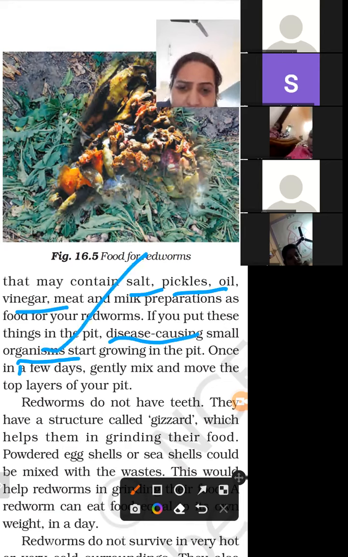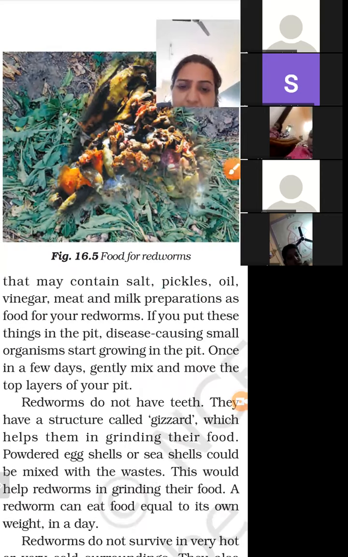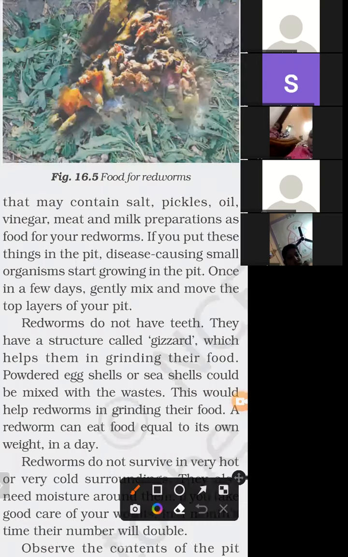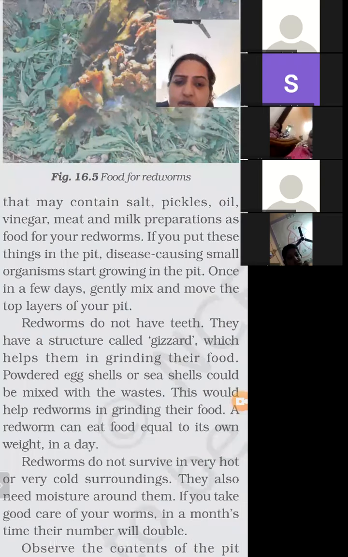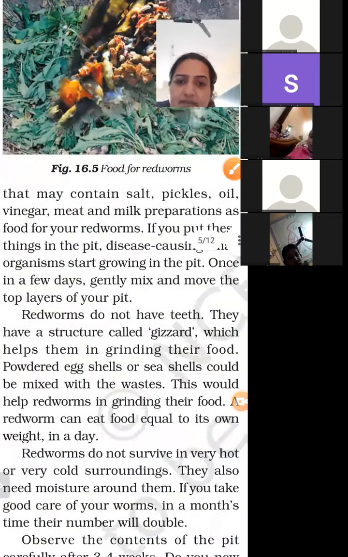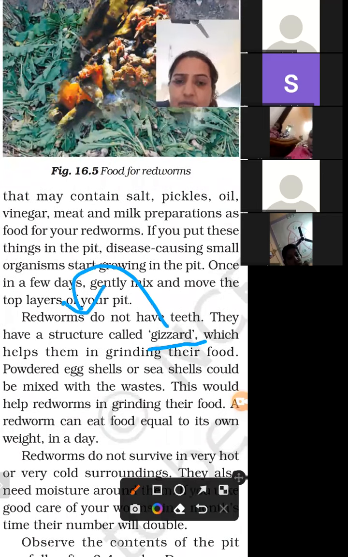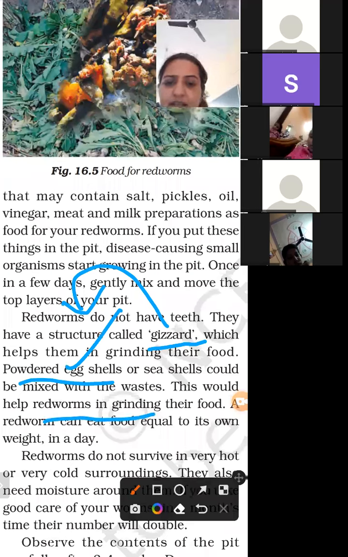So how do red worms receive food? As we know, red worms do not have teeth. So which organ helps to carry this food? Gizzard. Gizzard is used for taking food in the red worm. And in the pit, you can also add powdered eggshells onto the waste. And what is the purpose of adding these eggshells? They help red worms in grinding their food.